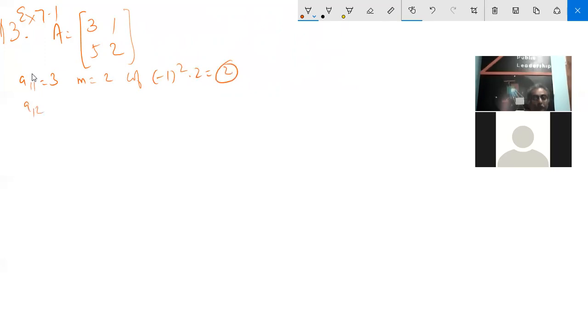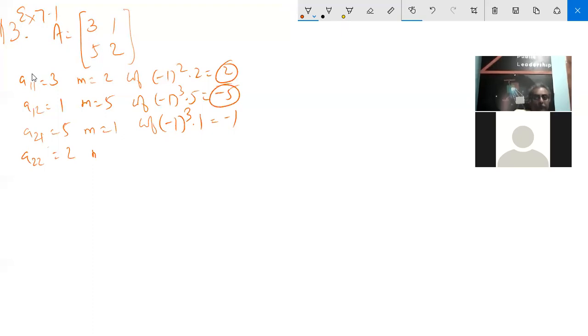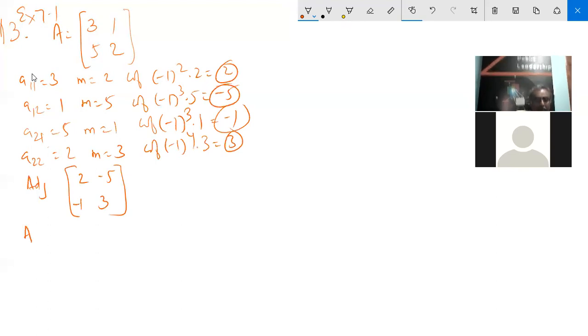Then A12 is equal to 1, minor is equal to 5, cofactor is equal to minus 1 cubed into 5, that is equal to minus 5. Then A21 is equal to 5, minor is equal to 1, cofactor of minus 1 cubed is minus 1. Then A22 is equal to 2, minor is equal to 3, cofactor of minus 1 to the power of 4 into 3 is equal to 3. So here you have the adjoint matrix as 2, minus 5, minus 1, 3. Then the transpose of that will be 2, minus 1, minus 5, 3.